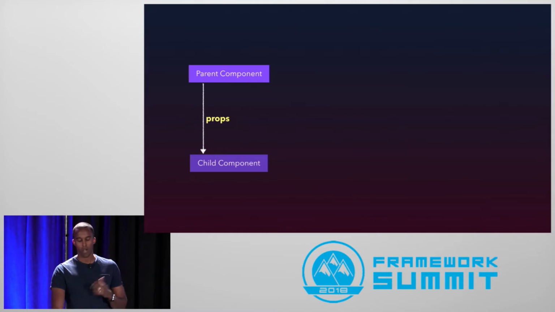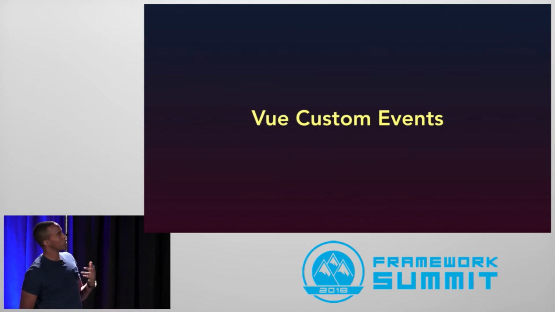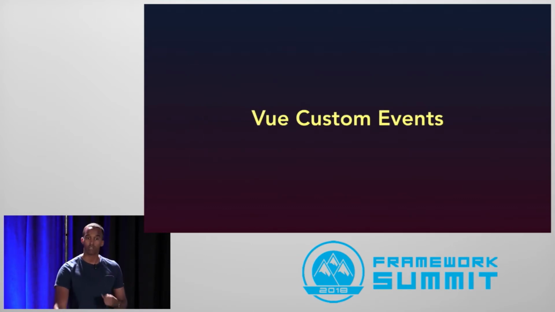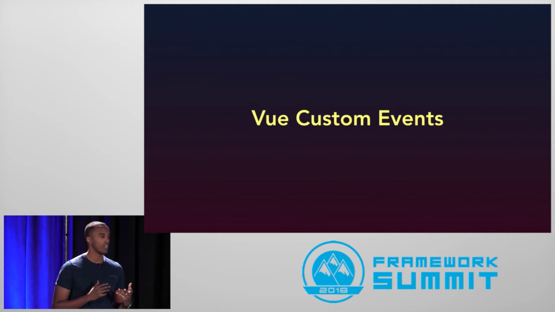But what if we wanted to have a way for the child component to notify the parent to change something? We can't use props at all here. To have communication in the opposite direction, we can use something known as custom events. So Vue custom events behave very similar to native JavaScript custom events, but there's one key distinction. Vue custom events are primarily used for communication between components as opposed to communication between DOM nodes.